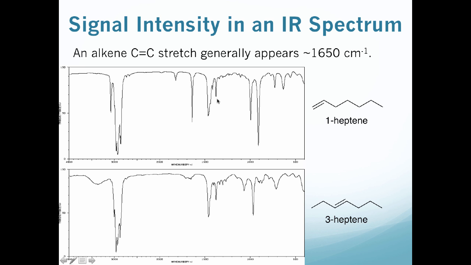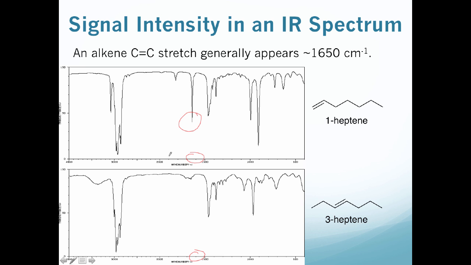Now let's just compare a couple of heptene isomers. And what we'll eventually learn is that the carbon-carbon double bond stretch generally appears around 1650 on the IR spectrum. So that's right around in this region. Now 1-heptene, there's not a lot of symmetry here. We have two hydrogens, it's a terminal alkene, and we actually end up with a pretty strong absorption in the 1650 region.